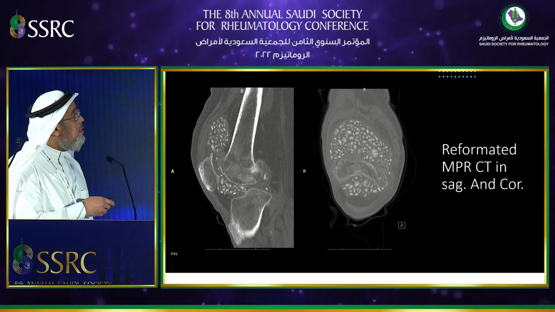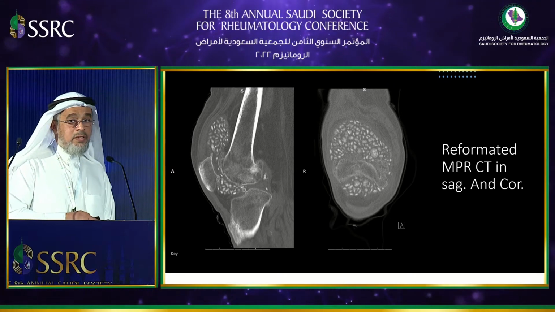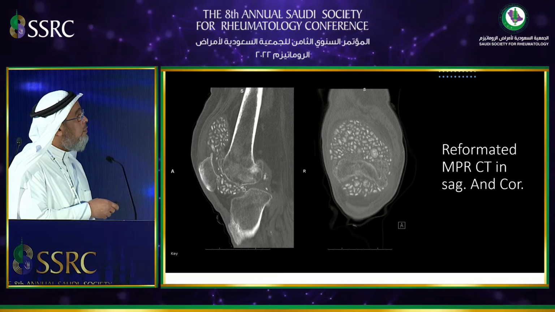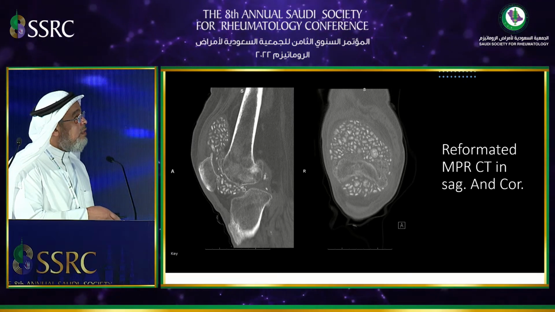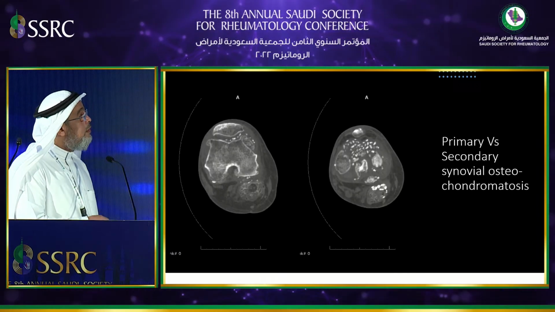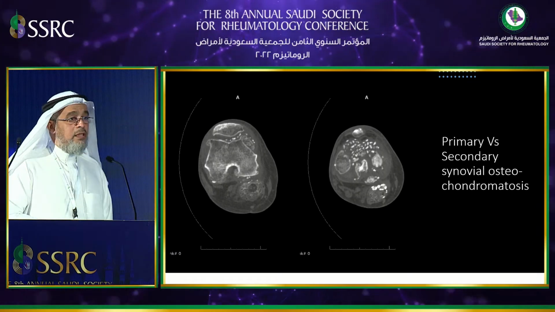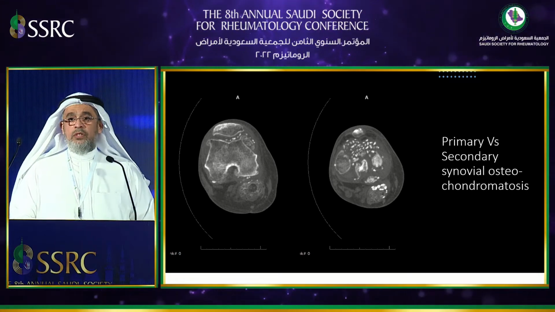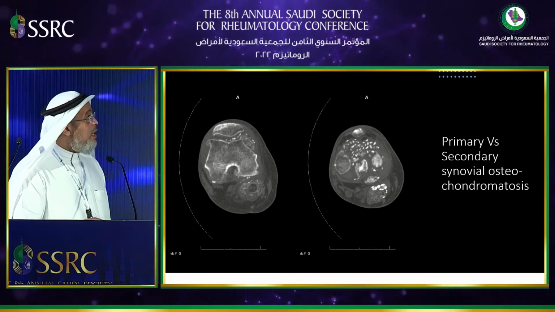By CT scan, you can see them as rice bodies, and they are calcified, with a significant distension of the joint space as well as the posterior aspect of the knee. So these are primary or secondary synovial chondromatosis, synovial osteochondromatosis, because they are already calcified.